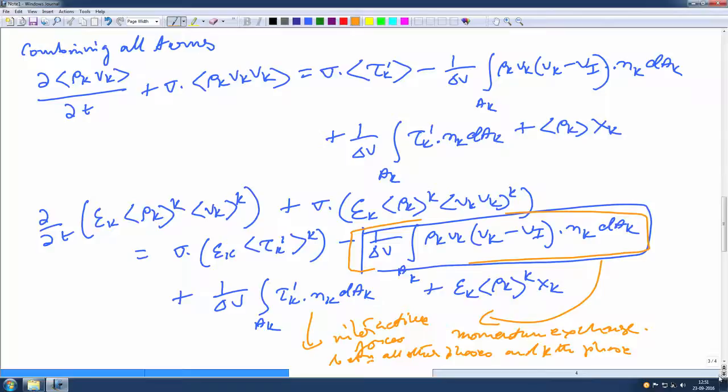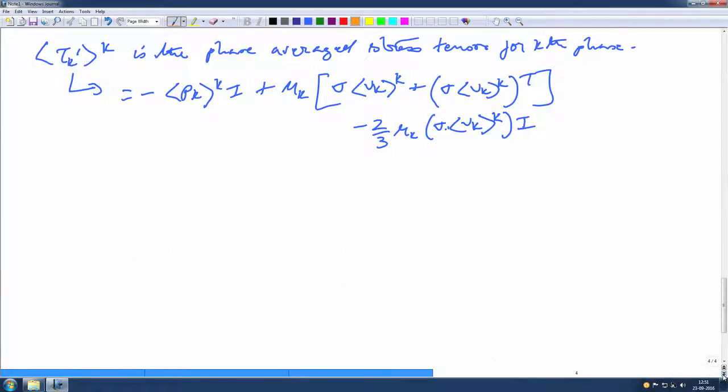If we go to the next page where we actually did all these things, the momentum exchange term, when we say that it is momentum exchange, then it can be cast in this particular form.